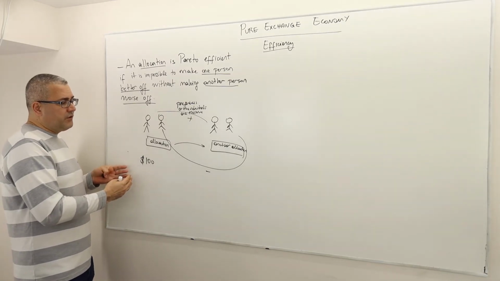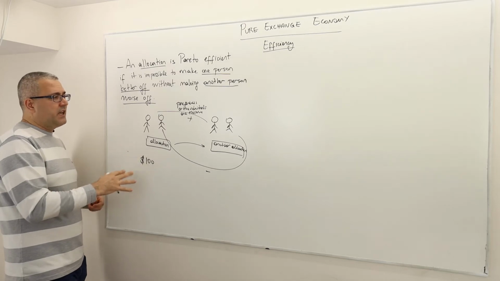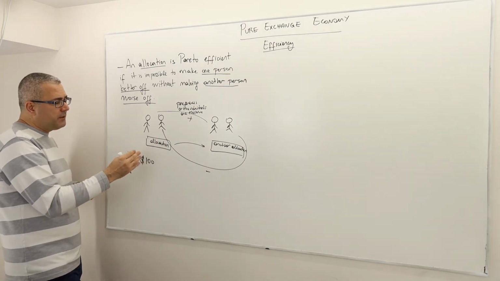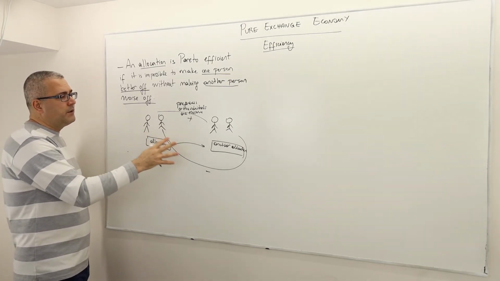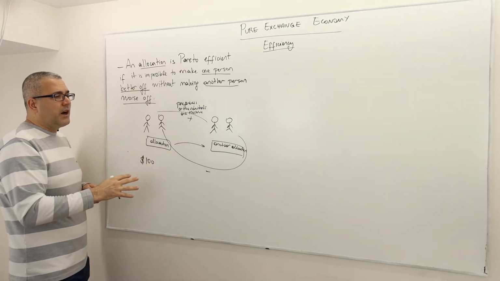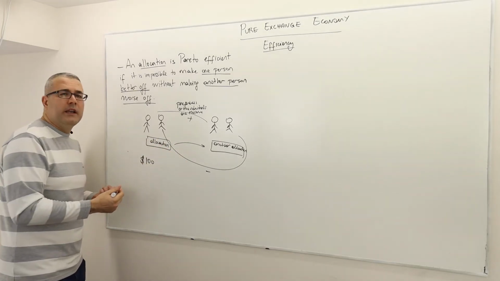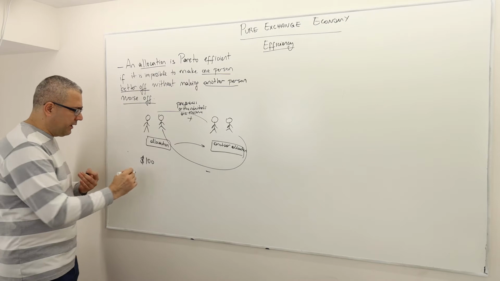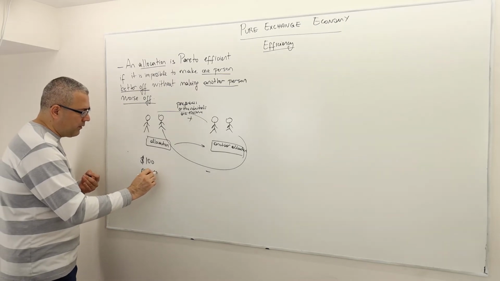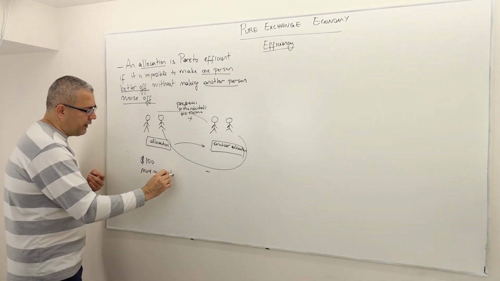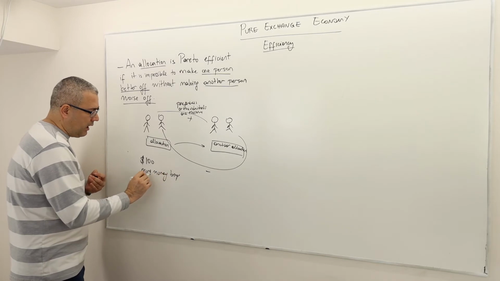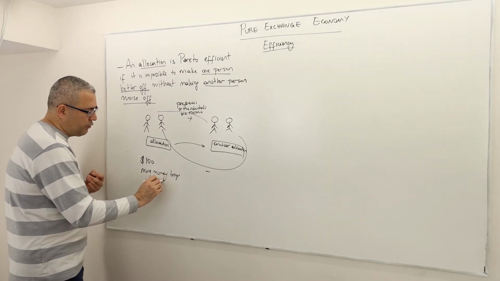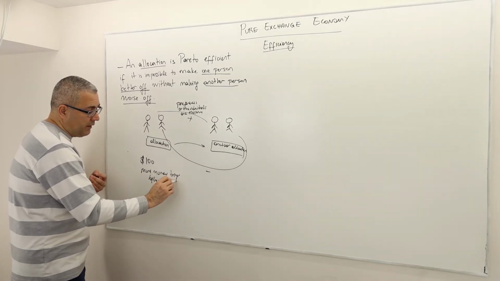Now let's say something about the preferences. Let's suppose these two guys prefer to have more money than less money. The more money brings a higher utility than less money.